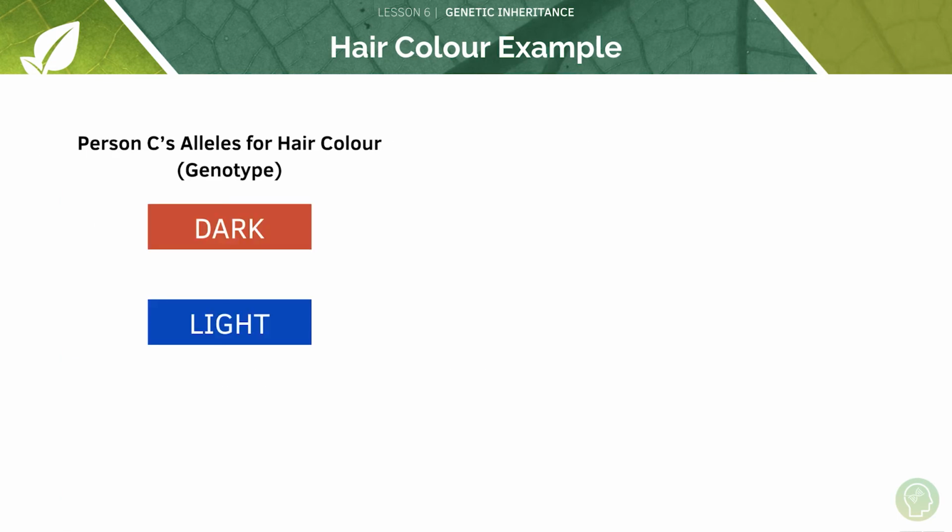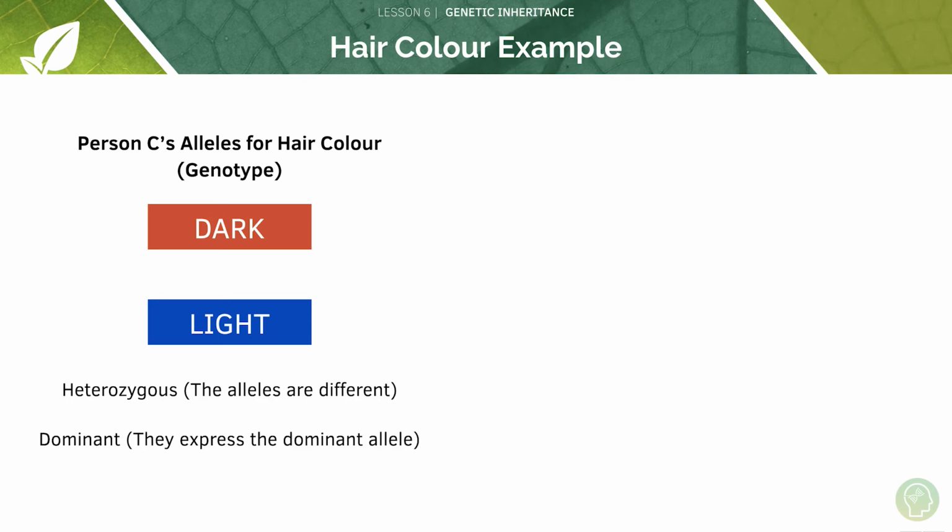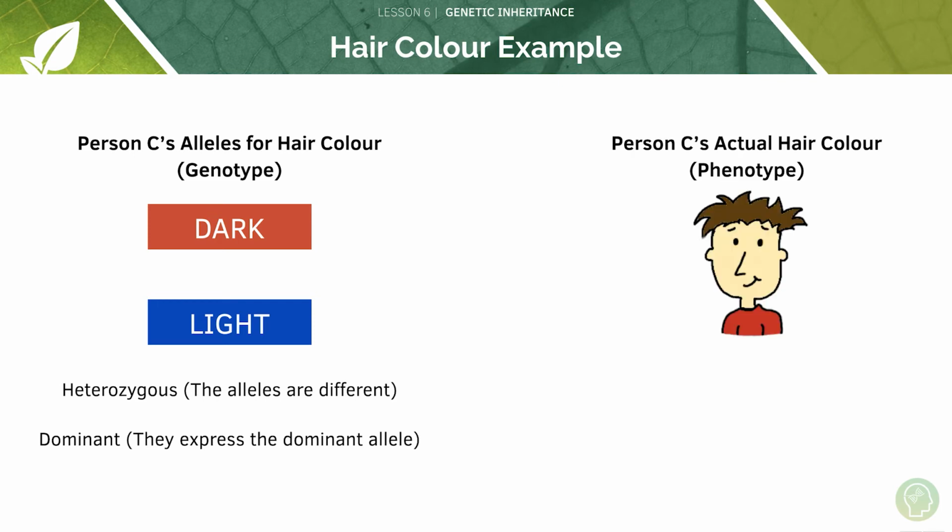Just to put this in another diagrammatic format to make it clearer for you, person C has the dark allele and the light allele. It's heterozygous because the alleles are different. Remember, the stem hetero refers to them being different, whereas the stem homo refers to the alleles being the same. Now, the phenotype is dominant because they express the dominant allele.